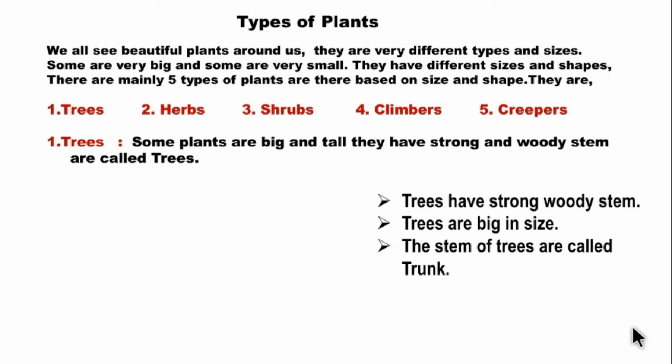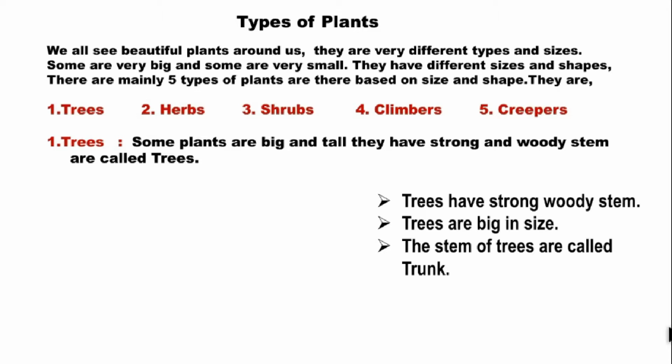So we all see beautiful plants around us. They are of very different types and sizes. Some are very big and some are very small. They have different sizes and shapes. There are mainly 5 types of plants based on size and shape. They are trees, herbs, shrubs, climbers and creepers.